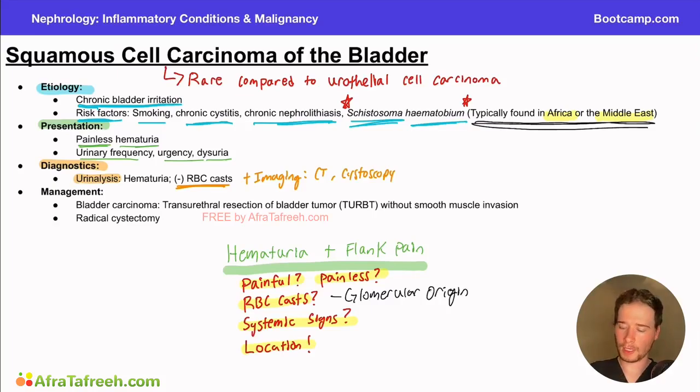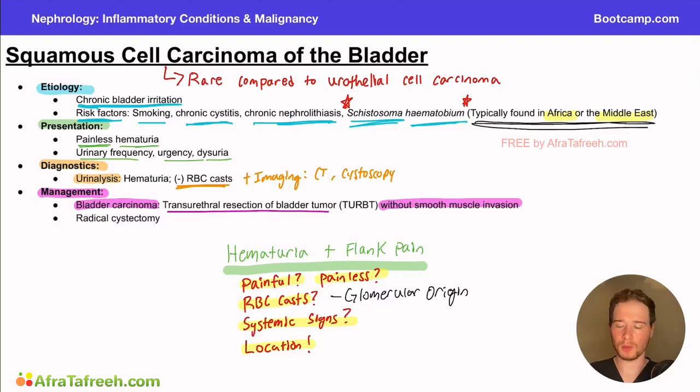Now, finally, we're going to talk about management options, very, very similar to the previous video. Again, if there is bladder carcinoma that does not invade the smooth muscle, without smooth muscle invasion, we're going to do the transurethral resection of the bladder tumor. And if it does invade the smooth muscle, we're going to consider the radical cystectomy. Again, very similar to the previous video in which we talked about it in a little bit more depth, but the treatment options are going to more or less be the same because we're still dealing with a carcinoma of the bladder, albeit in this one, it is just of a different origin.